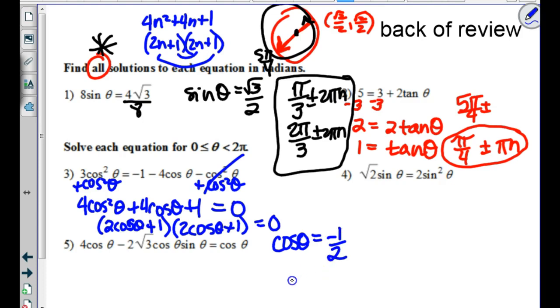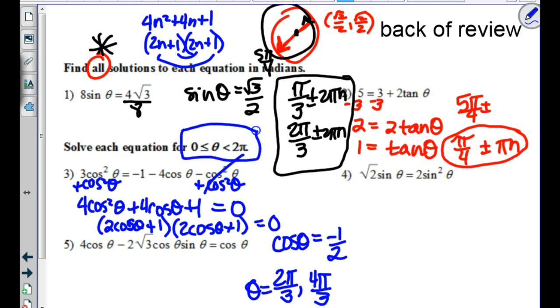And where does the cosine of theta equal -1/2? 2 pi over 3 and 4 pi over 3? Do I need plus or minus 2 pi n? Nope. Said from 0 to 2 pi up here. So I only need those two solutions. Now, both of the parentheses were the same, and that's why I only solved it once, right? Okay.